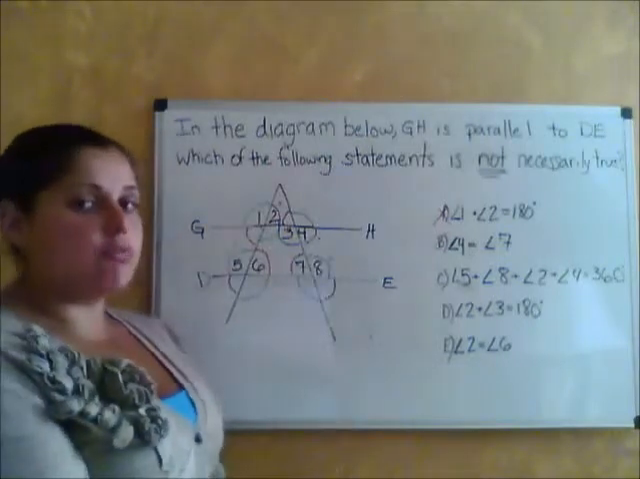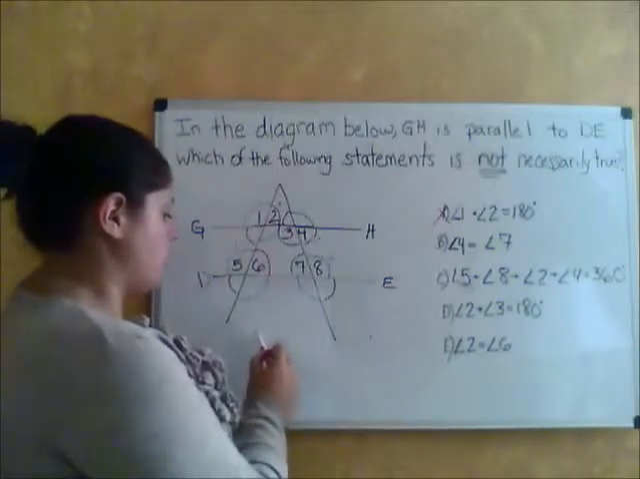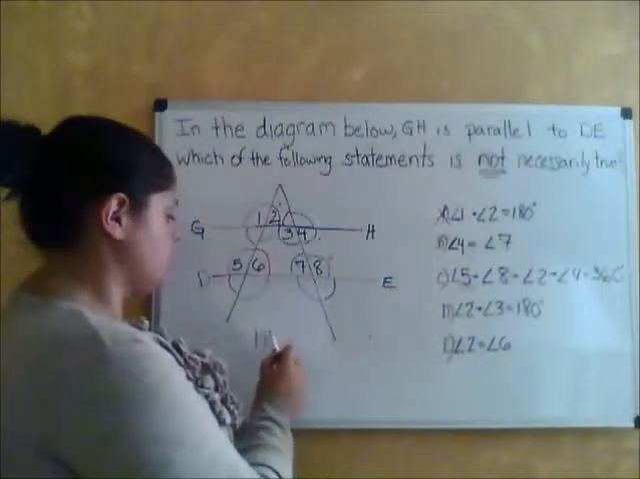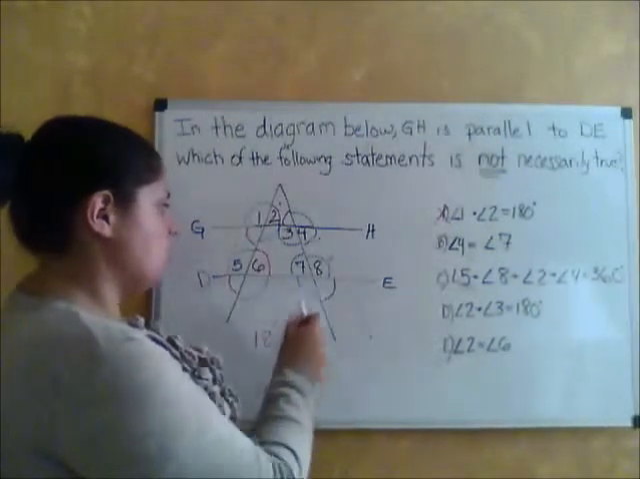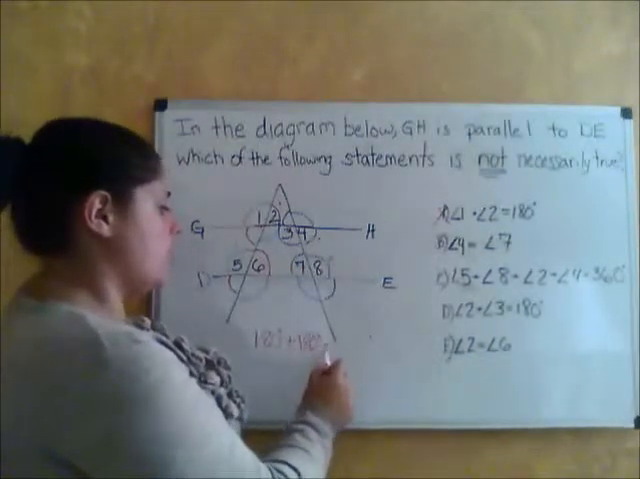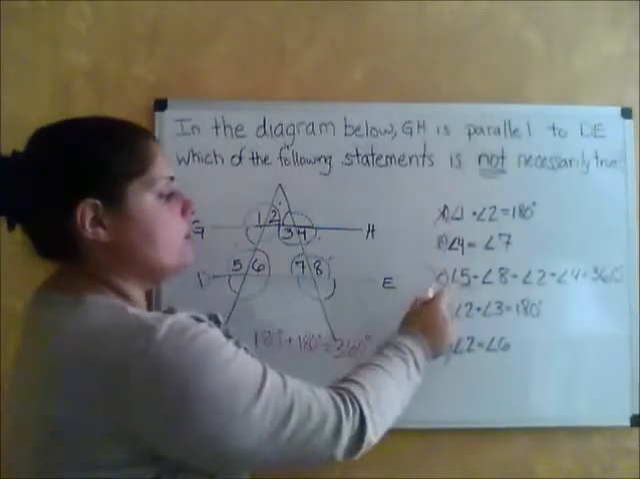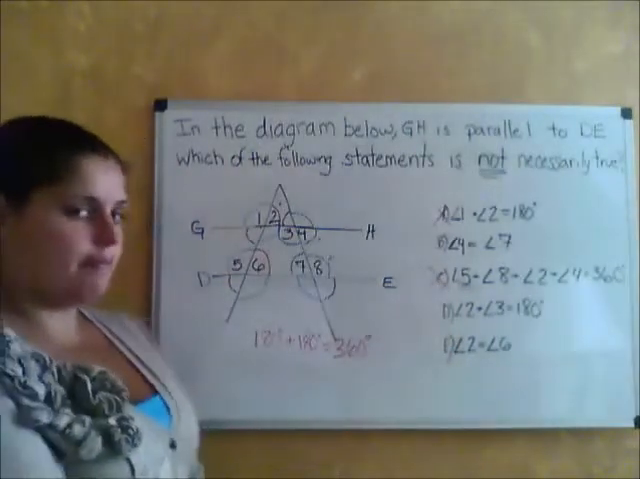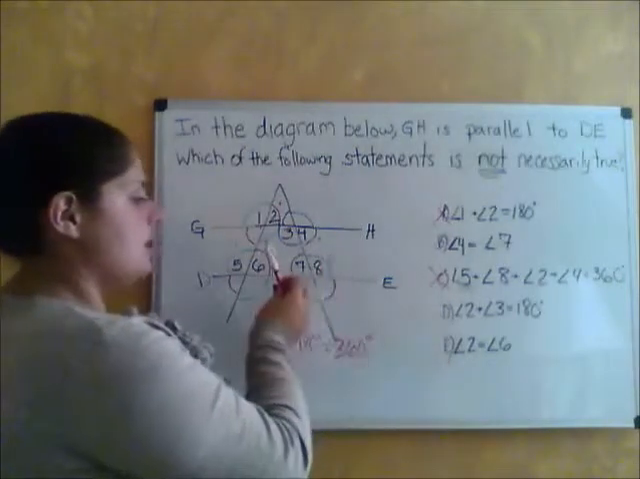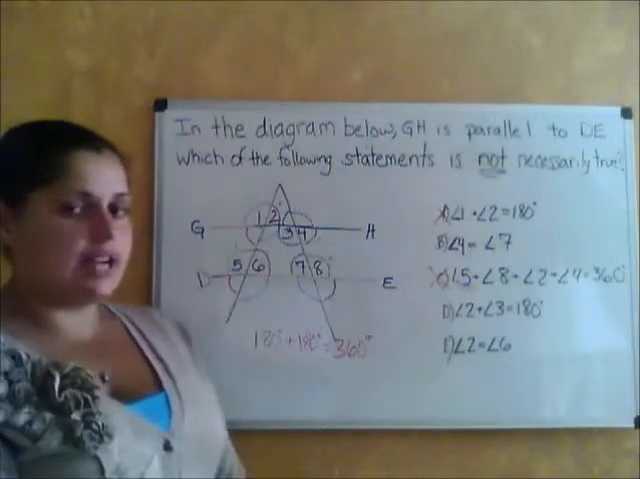If we see the relationship between these angles, we can see that angle 5 and angle 2 are supplementary angles, so they equal 180 degrees, as are angle 4 and angle 8, so they also equal 180 degrees. If we add those together, we get 360 degrees, and we know that C is always true and not a possible answer. If we look at D, it tells us that angle 2 and angle 3 are 180 degrees.